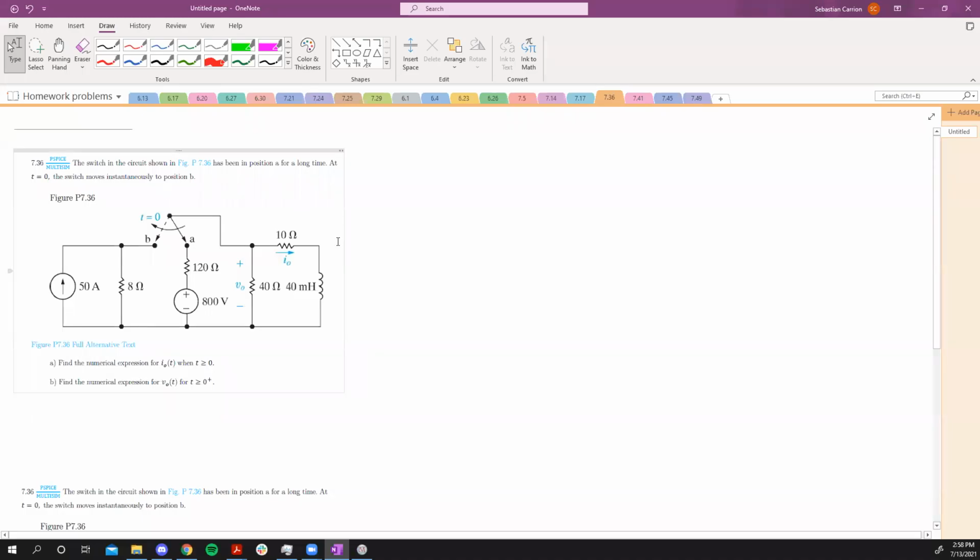Okay, so we got problem 7.36. The switch in the circuit has been in position A for a long time. At time equals 0, the switch moves. So let's go ahead and draw this circuit, what the first circuit looks like at time before or less than 0.